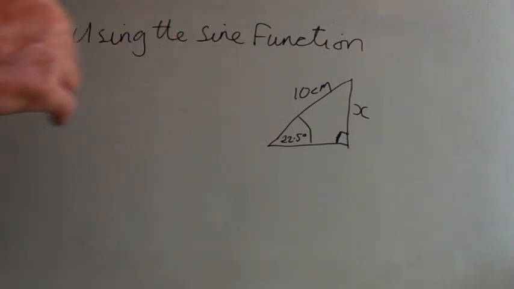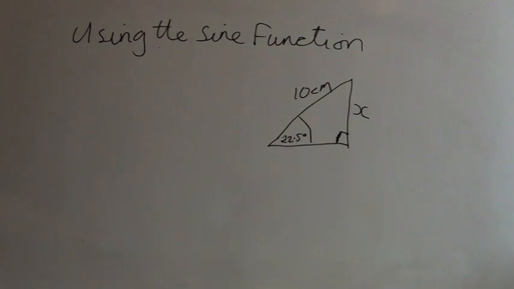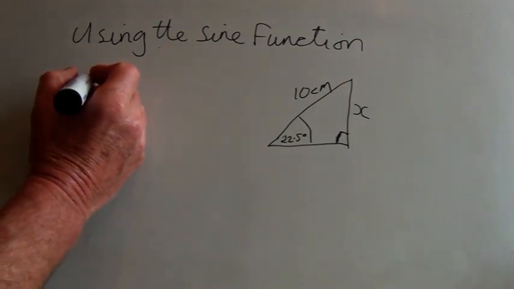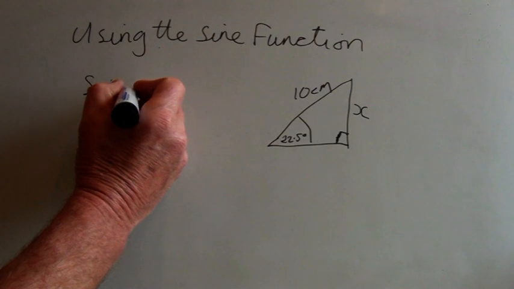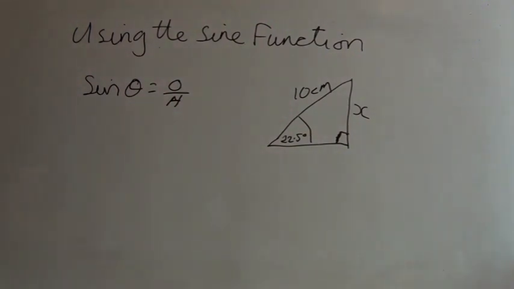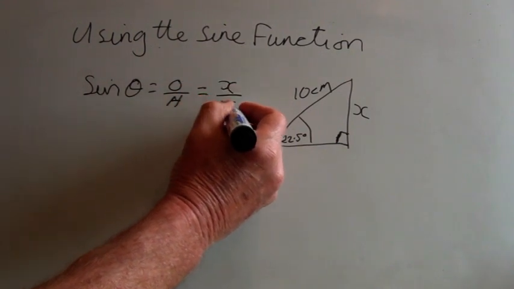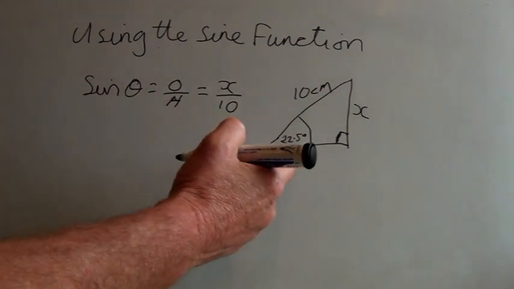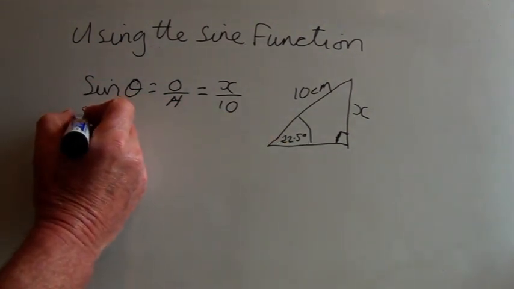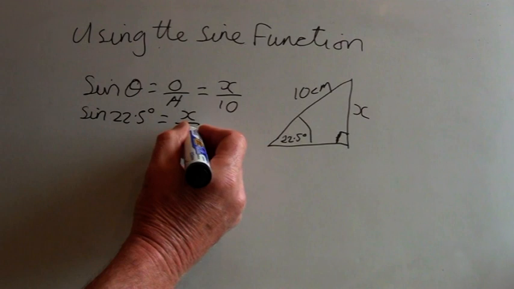Okay, so we're going to have a look at using the sine function. So we're given the drawing, so theta equals 22.5 degrees, the hypotenuse equals 10 centimeters, and we're asked to find x, which is the opposite side. So we know that sine theta equals opposite over hypotenuse. So this is going to equal the opposite, which is x, over the hypotenuse, which is 10. Now we're given theta as 22.5 degrees. So the sine of 22.5 degrees equals x over 10.